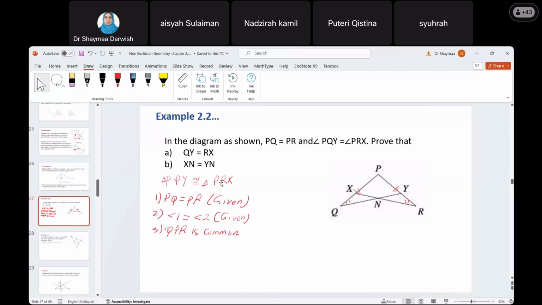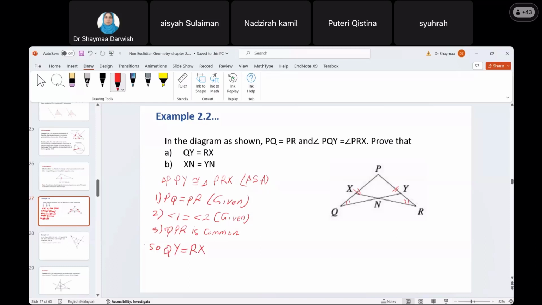This angle is common. So the two triangles, by using the ASA theorem, are equivalent. So what we can conclude from the equivalence is that QY equal to RX. So that we have QY equal to RX.